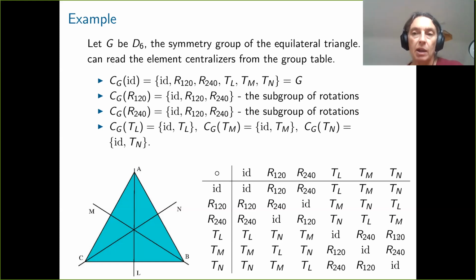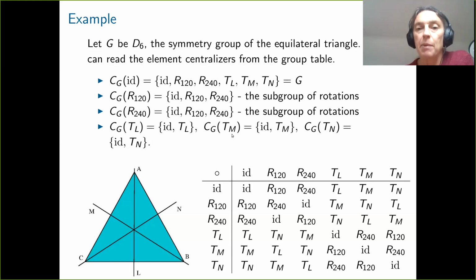So the only elements that commute with TL are the identity element and TL itself, which really are the least that we possibly could have. We knew in advance that TL commutes with itself and with the identity, and it turns out it doesn't commute with anything else. So the centralizer here is really as small as it could be. It's just a subgroup of order 2 consisting of the identity element and TL, and of course that's the cyclic subgroup generated by TL. Same for the other 2 reflections.